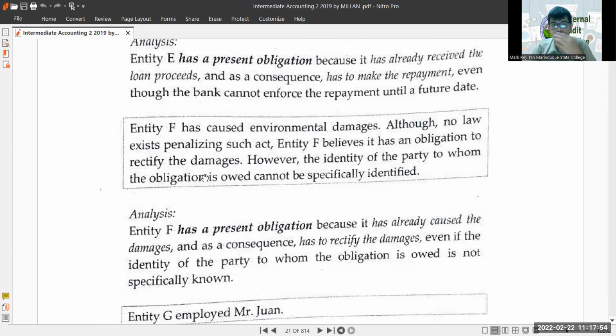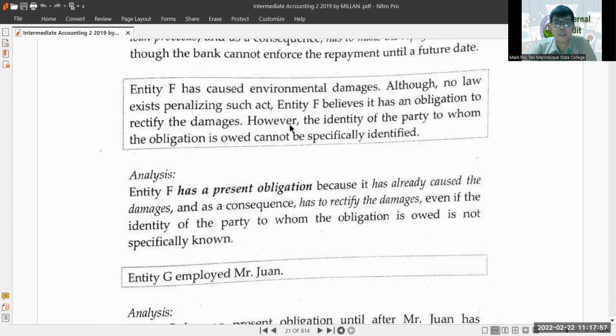Okay na yan. Letter F, entity F has caused environmental damages, although no law exists penalizing such act. Entity F believes it has an obligation to rectify the damages. However, the identity of the party to whom the obligation is owed cannot be specifically identified. So si F, meron na siyang obligation. It's just yung other end in which the entity has an obligation is hindi siya known pa. Hindi pa siya specific kasi environmental damage ito eh. So most likely, it is the community in which the business is located.